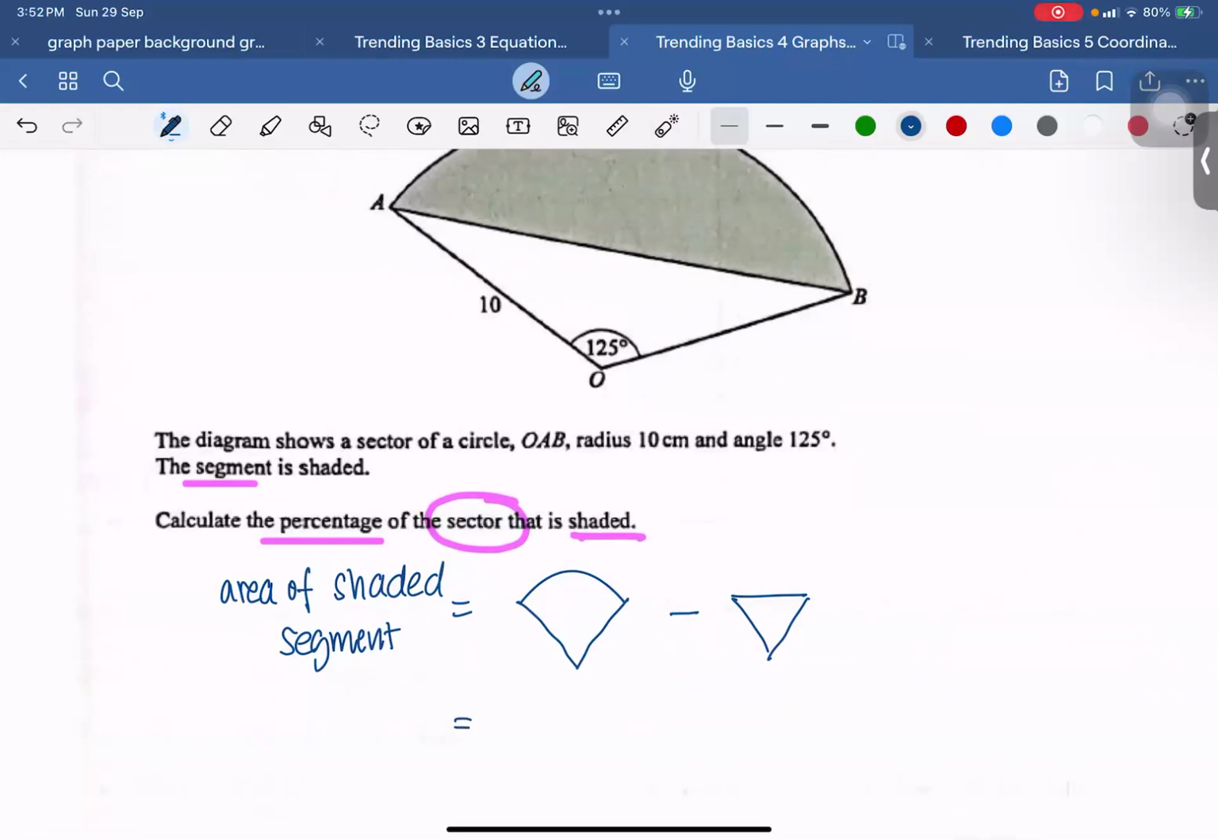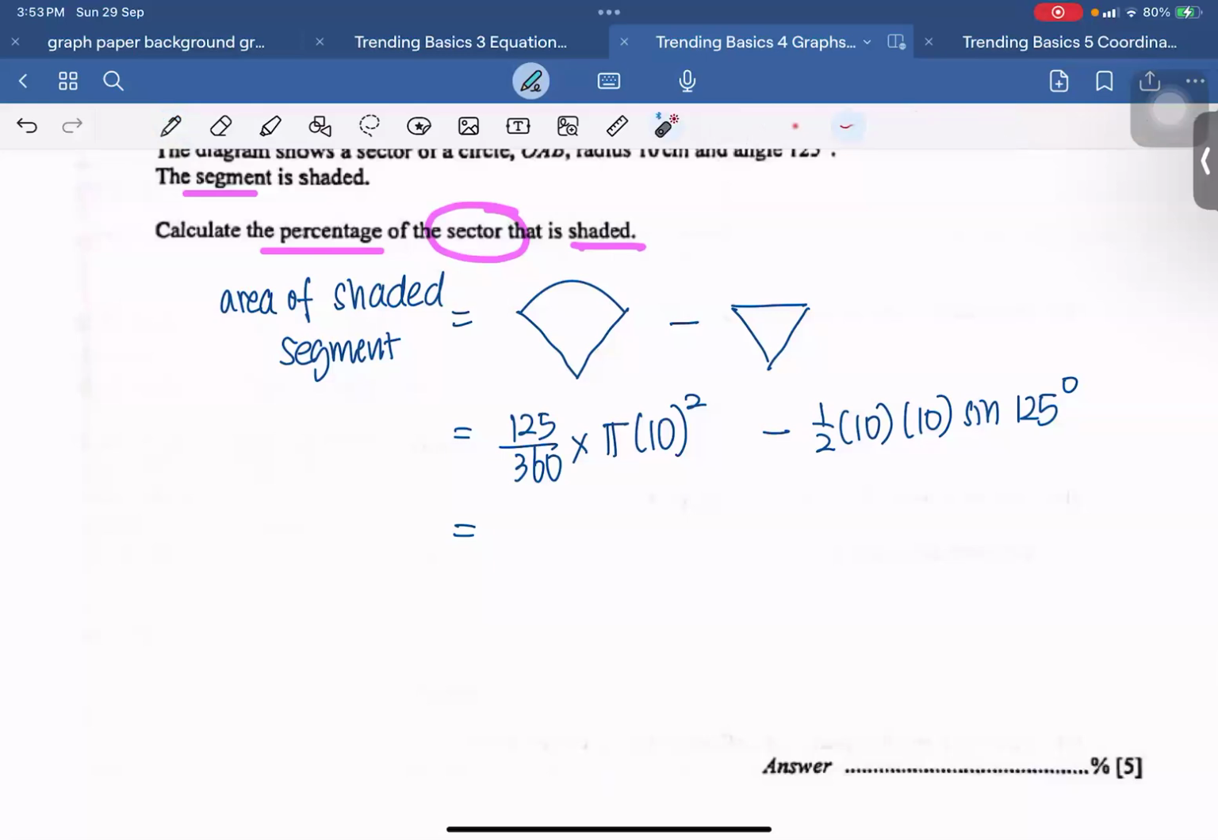So what do? We take the area of the sector given by the formula, 125-degree over 360. They want area, so it's pi r squared. Subtract away the area of the triangle. Triangle is half a b sine C. Right? Now, before you work out your answer, can you kindly tell me what is this number in terms of pi? Or maybe, never mind, just write the exact answer, divide by 360 times 10 times 10 times pi.